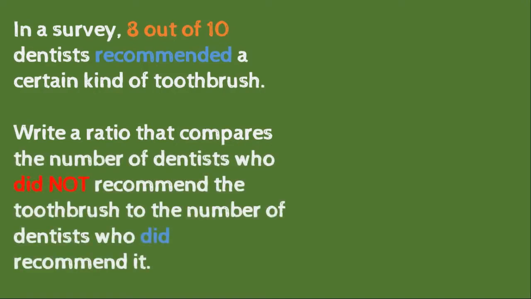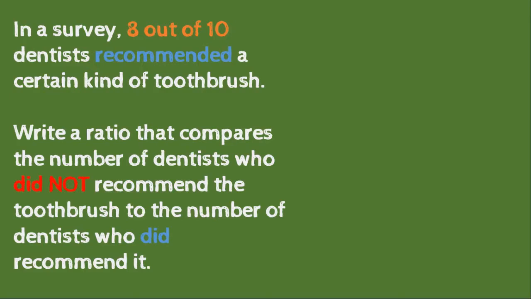In our next example, in a survey, 8 out of 10 dentists recommended a certain kind of toothbrush. Write a ratio that compares the number of dentists who did not recommend the toothbrush to the number of dentists who did recommend it. For this example, we have to figure out how many dentists did not recommend a toothbrush first. So if 8 out of 10 did, we would have to subtract 8 out of 10, which leaves 2, and 8, we have been told, did recommend a toothbrush, so the 2 others did not.